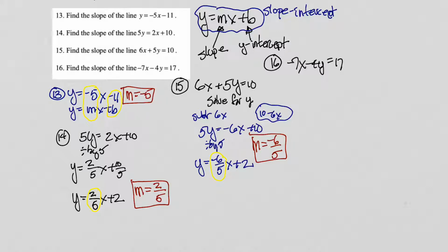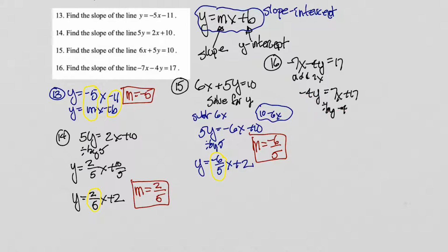Now in number 16, just like we did in 15, we're going to have to solve this for y. So why don't we start by adding 7x. So that'll be our plan. We're going to add 7x. That'll give us negative 4y equals 7x plus 17. Now we need to divide by that negative 4, right? We want to solve for y, so negative 4 is multiplying y, so let's divide by negative 4.